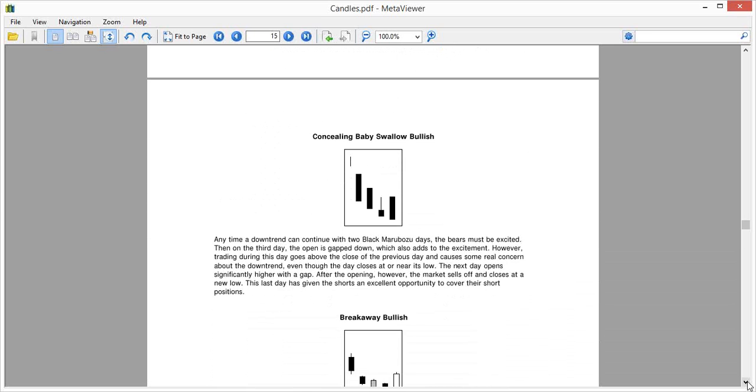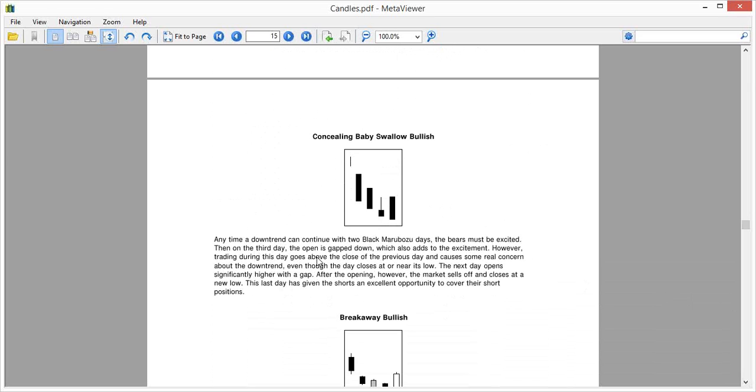The concealing baby swallow bullish. Anytime a downtrend can continue with two Marubozu days, and what that means, it's a candle that has no wicks, just a full body. So a Marubozu, no wicks. See this candle here? It's a full body and there's no wicks on either end. So when this occurs, the bears must be excited. Then on the third day, the open is gapped down. On the third day, we have our gap down, which also adds to the excitement.